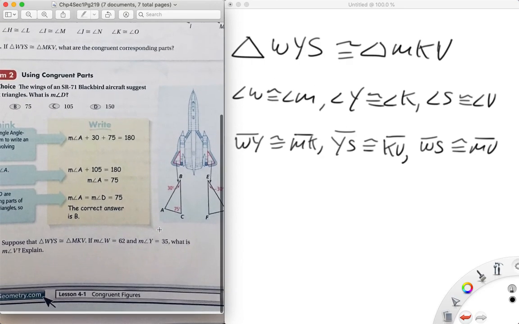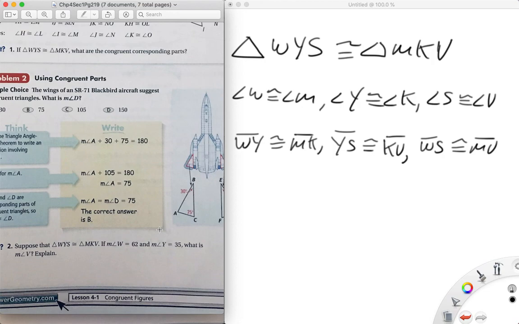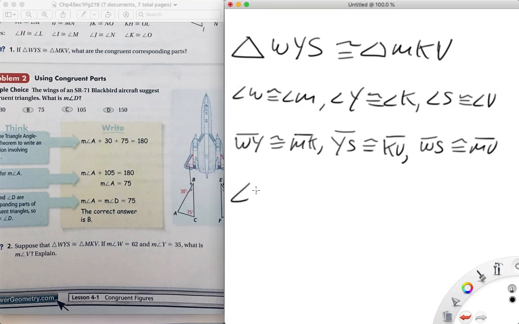If I know that two triangles are congruent, and here they give me the same two triangles, they tell me that angle W is equal to 62. They give me that angle Y is equal to 35, and they want to know what angle V is.